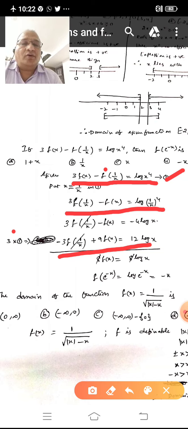the power will become a product here, 4 will become a product here. Next, when you multiply with 3, it will become 12. Finally, 8 f of x is equal to 12 minus 4, 8 log x. f of x is equal to log x. So f of e power x is equal to log of e power minus x.